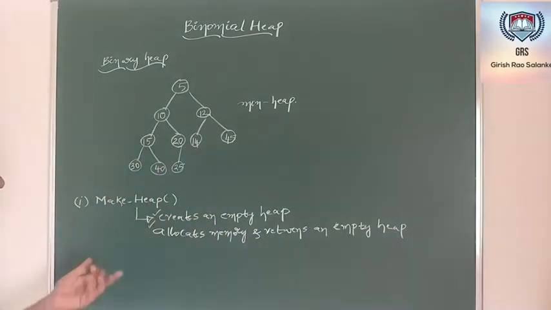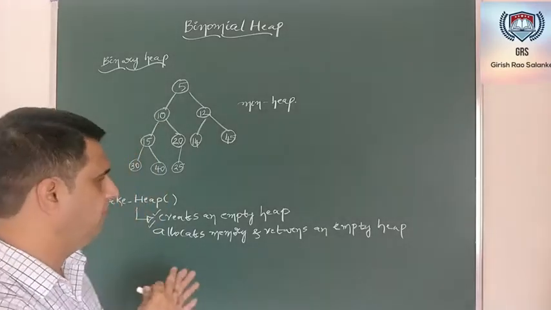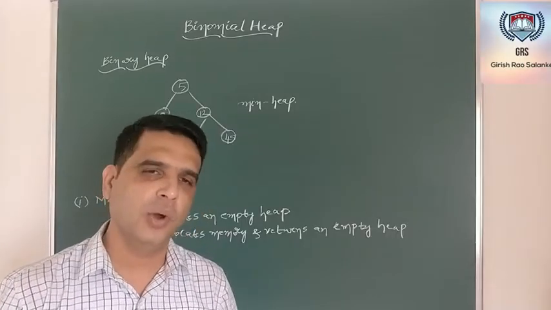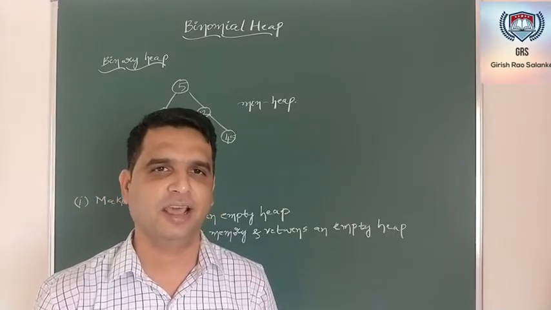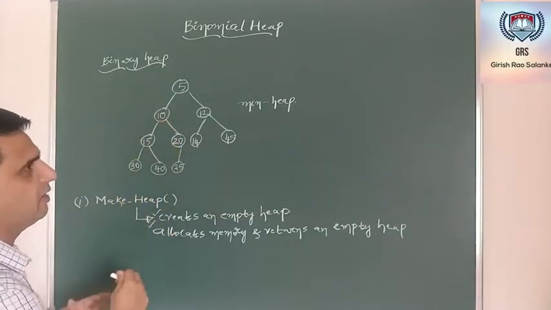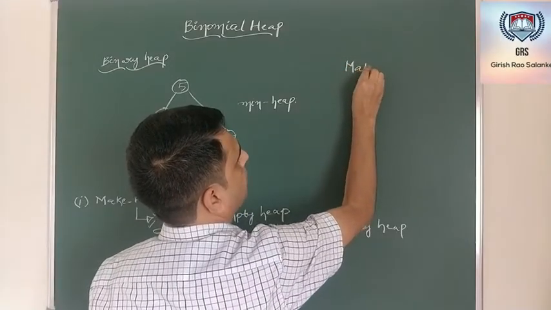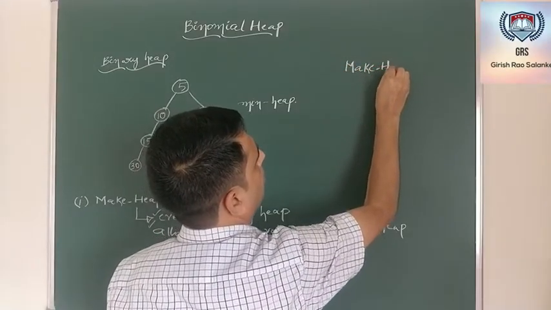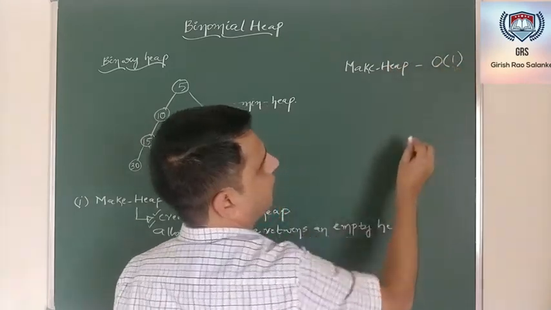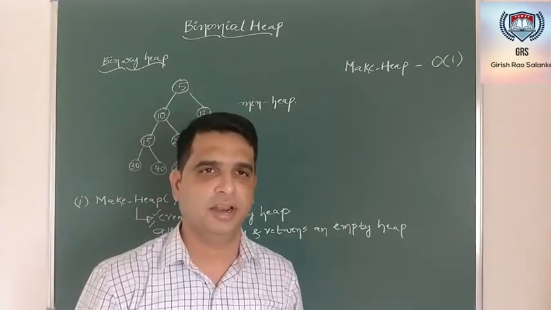Now what is the time taken to perform this make heap operation? What is the objective of make heap operation? It just allocates memory and returns an empty heap. To allocate memory, we know that it takes constant time. So I can say this make heap operation on a binary heap takes constant time. Let me write here make heap, time complexity is order of 1. That is, it takes constant time. That is, I am writing the worst case time complexity.